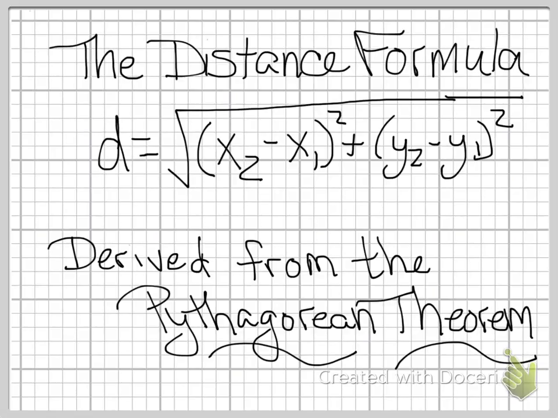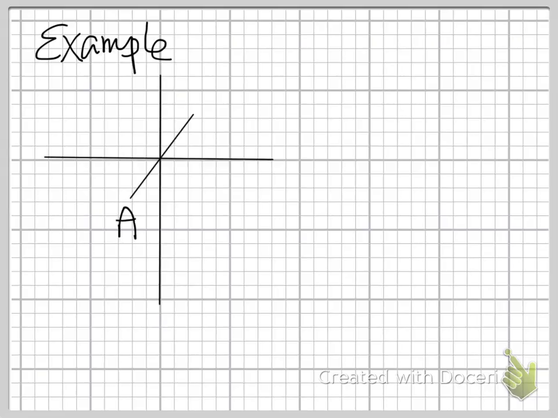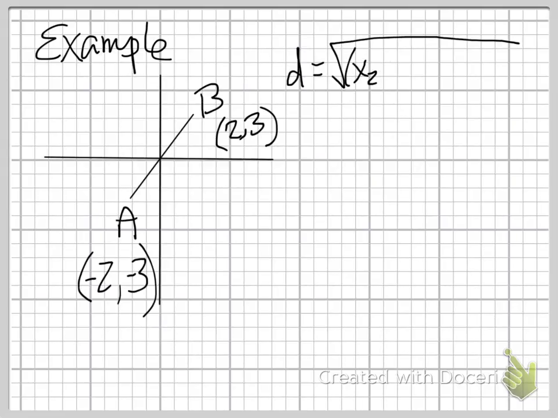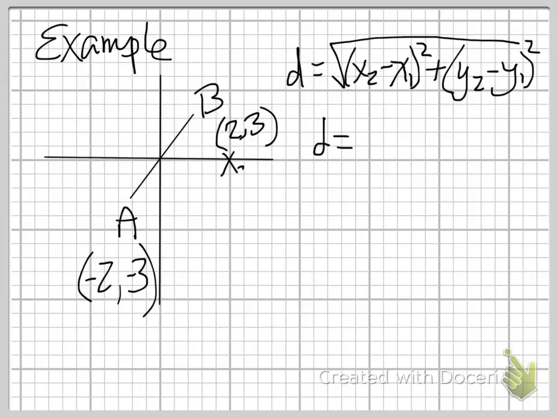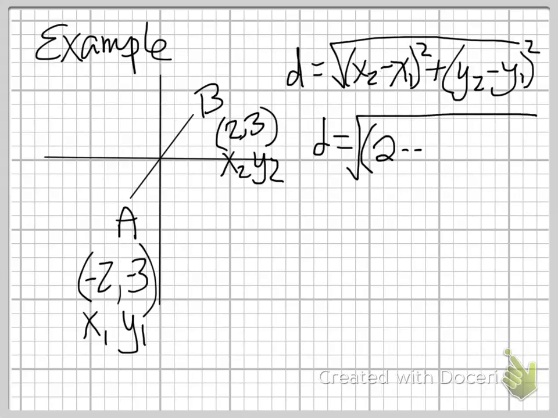So it is derived from the Pythagorean theorem. It always reminds me of finding the slope, which also comes from the Pythagorean theorem. So anyway, let's look at an example. So we have point A, which is at -2, -3, and point B, which is at 2, 3. So I'm writing in the theorem again up for you at the top, or I should say the formula.